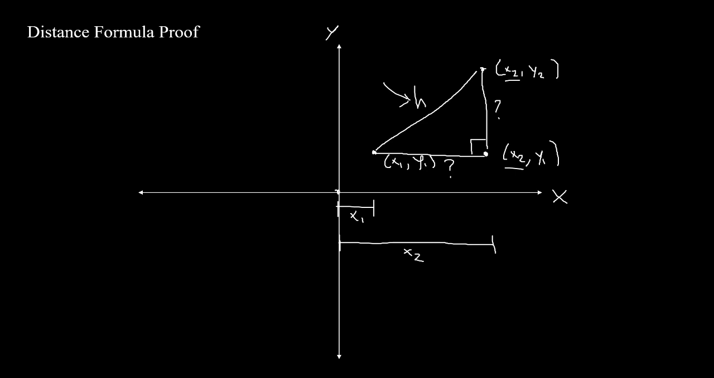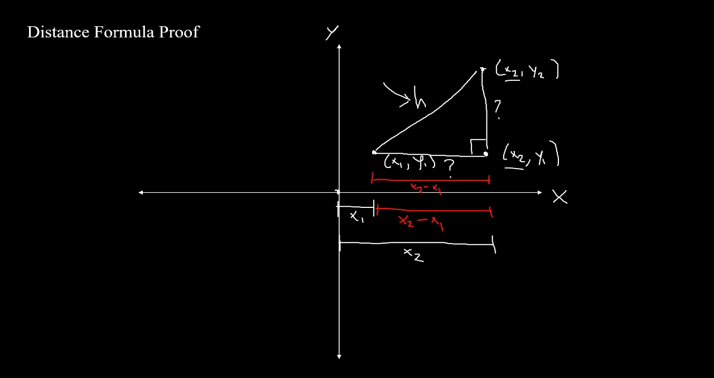So therefore, the distance of this leg, right over here, is going to be this distance in red. And what is this distance? It's just going to be x2 minus x1. So the length of this leg is going to be equal to x2 minus x1.